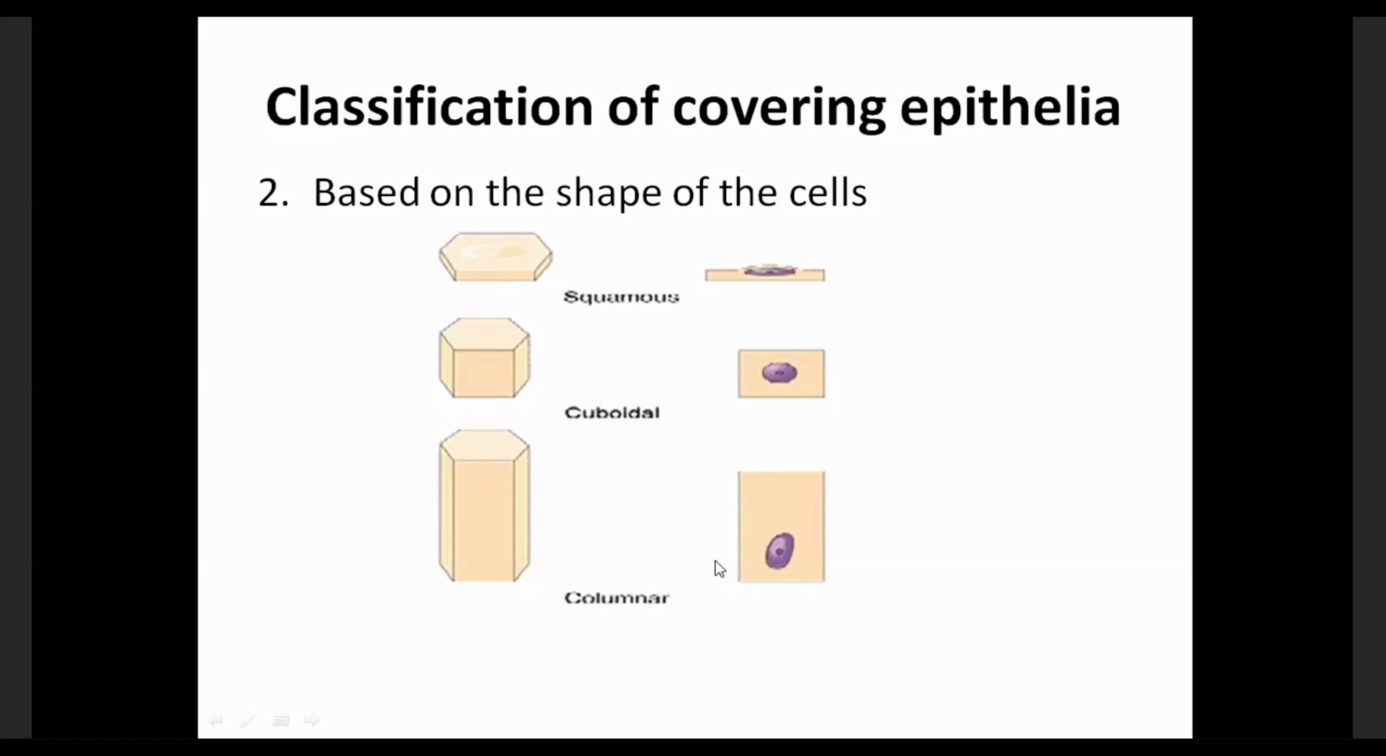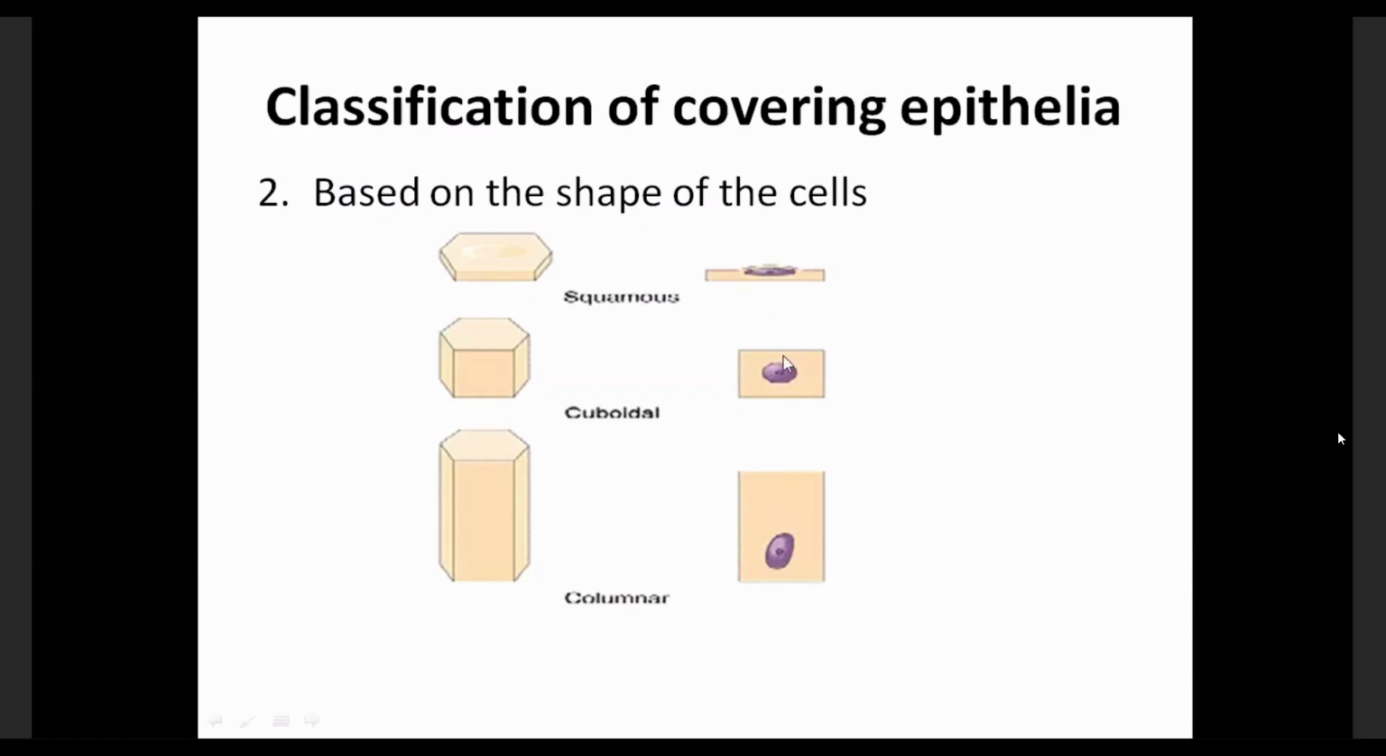And at this point, in order to look at the shape of the cell, you cannot see the boundary of the cell, so you have to look at the nucleus. Because almost always, the shape of the nuclei follows the shape of the cells. So flattened cells have flattened nuclei, cuboidal cells have round nuclei, columnar cells have tall or oval nuclei.